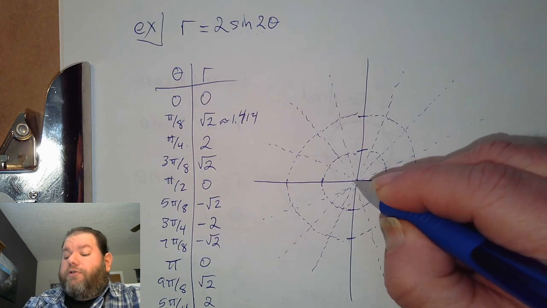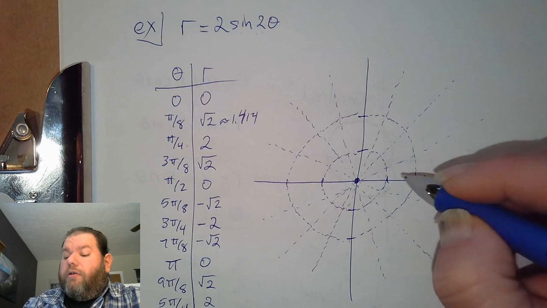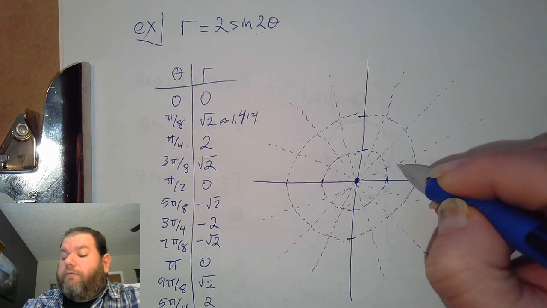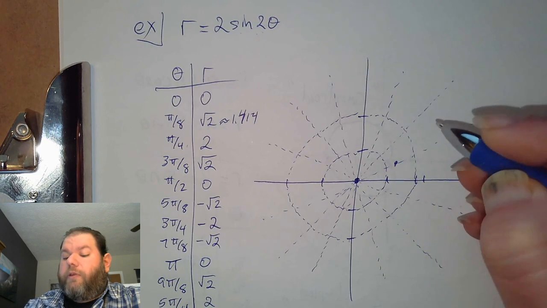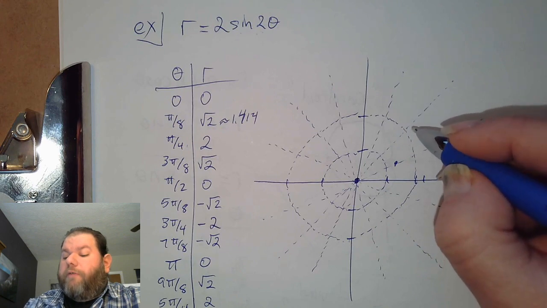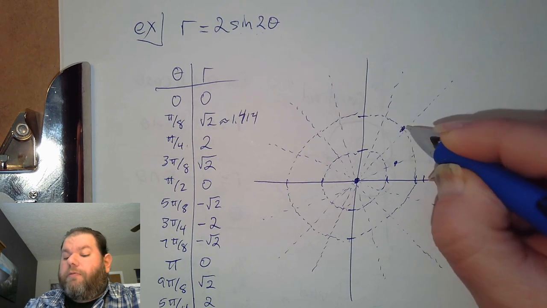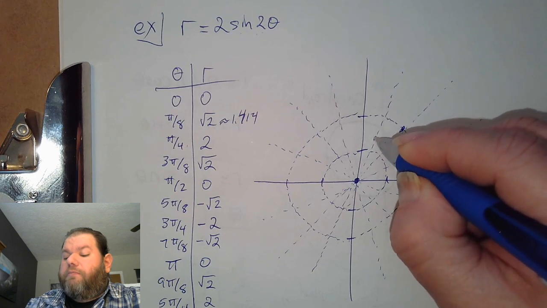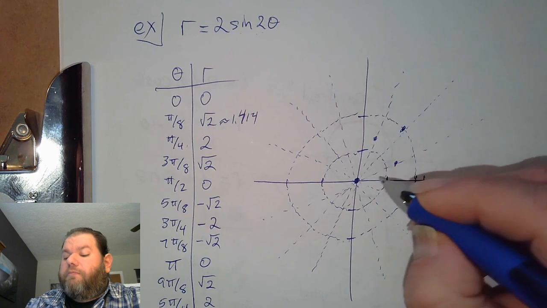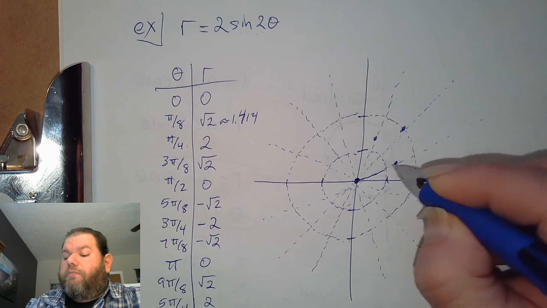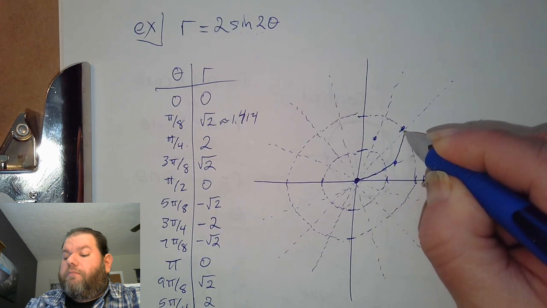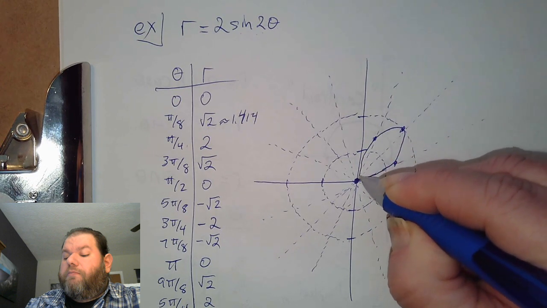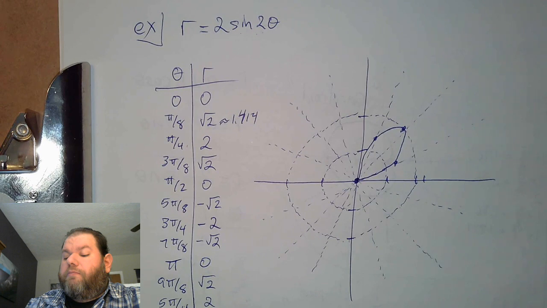So we start at the origin. Pi over 8, root 2. Pi over 4, comma 2. 3 pi over 8, root 2. And then back to 0. So what we've done is we've made a loop like that. Already very different than anything we've done.